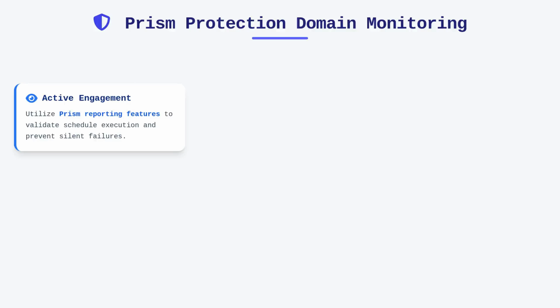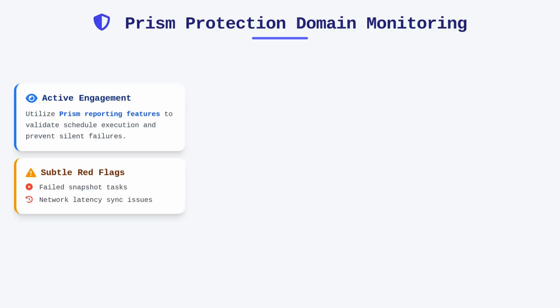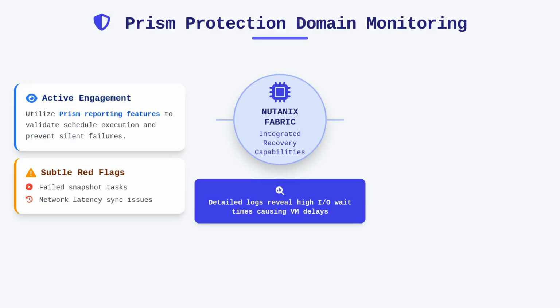Monitoring these domains requires active engagement with the reporting features within Prism to ensure that your schedules are executing as expected. Problems often manifest subtly, such as a failed snapshot task or a timing issue caused by network latency during the synchronization process. Because Nutanix integrates these recovery capabilities directly into the fabric, you have access to detailed logs that clarify if any specific virtual machine is delaying the snapshot process due to high I/O wait times.